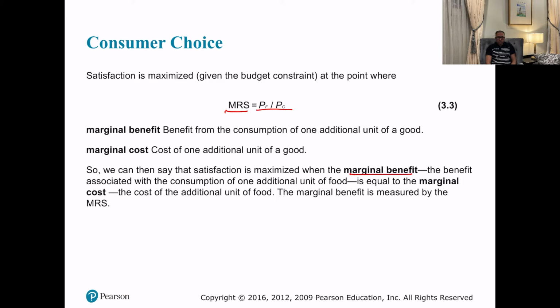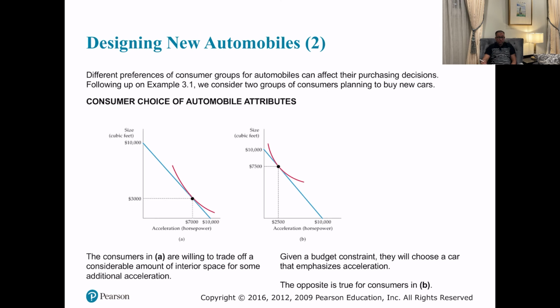The marginal benefit is measured by the MRS on the indifference curve, and by its slope. Now we can see here what we discussed regarding the automobile selection, the space, and the acceleration. If we plot it, the consumer has $10,000 and wants to spend only this $10,000 on the attributes of a larger space or the acceleration.